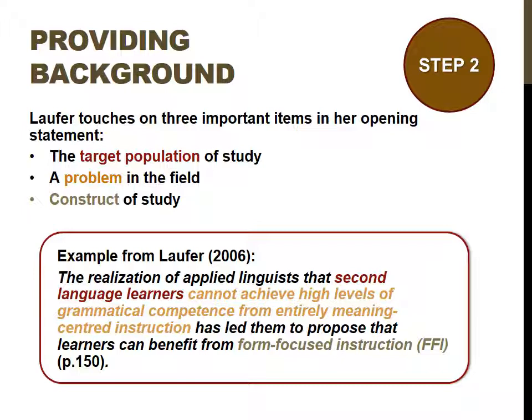She first identifies the target population of her study, second language learners. Laufer then references the pedagogical problem faced by people in our field of language teaching and learning, that ELs have trouble achieving high levels of grammatical competence from meaning-centered instruction. She then concludes her thesis with the construct of the study, form-focused instruction. Including these three types of items in the opening line of your literature review is a particularly effective way of focusing the narrative that is to come.